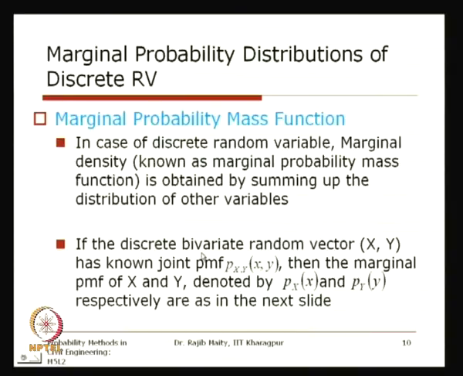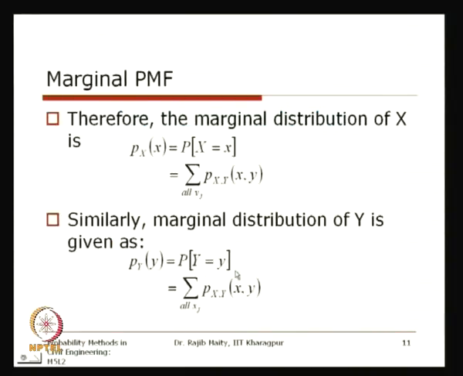So if the discrete bivariate random vector, one is x and the other is y, has the joint PMF Pxy, then the marginal PMFs of x and y, denoted by Px(x) and Py(y), are shown. To get the marginal from the joint, we just sum over the other variable. So Px(x), as I told you, is the marginal distribution of x. From this joint PMF Pxy, we are summing up for all y.